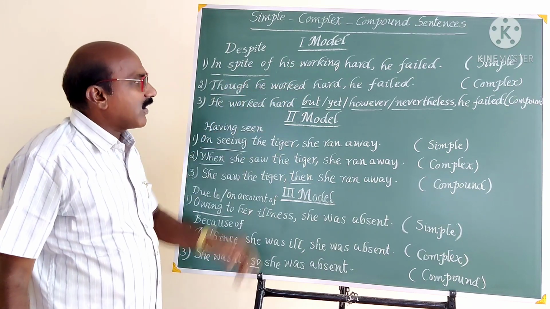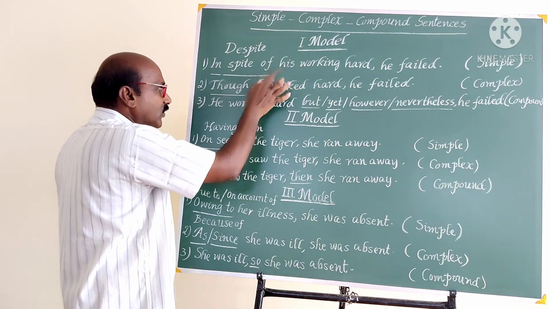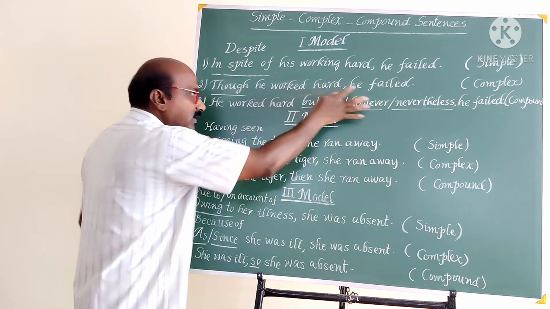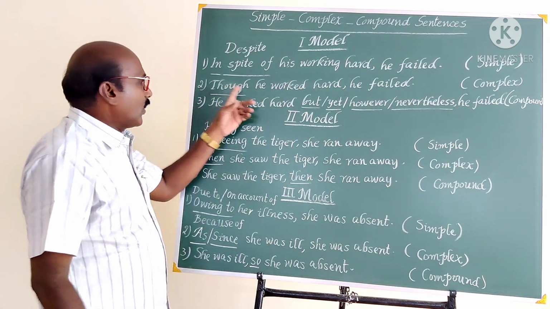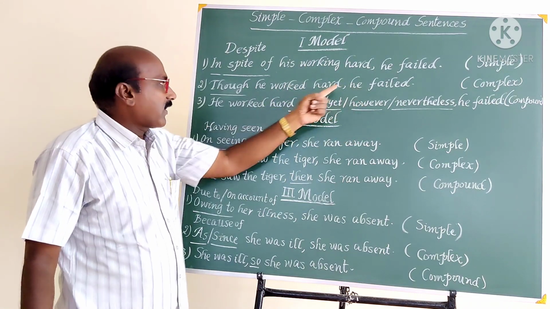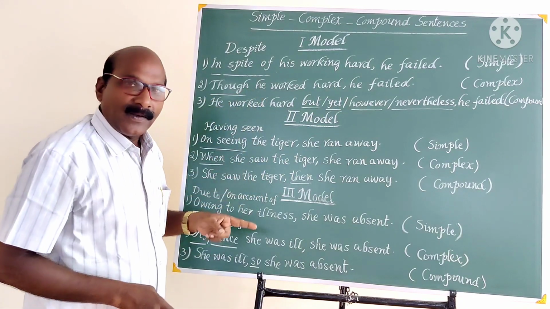Though he worked hard, he failed. This is the only task that should be done by us. His working means he worked, because it is in the past tense, so we have to use past tense here also. Though he worked hard, he failed. It is a complex sentence because it has one main clause and one subordinate clause. All this gives incomplete meaning.